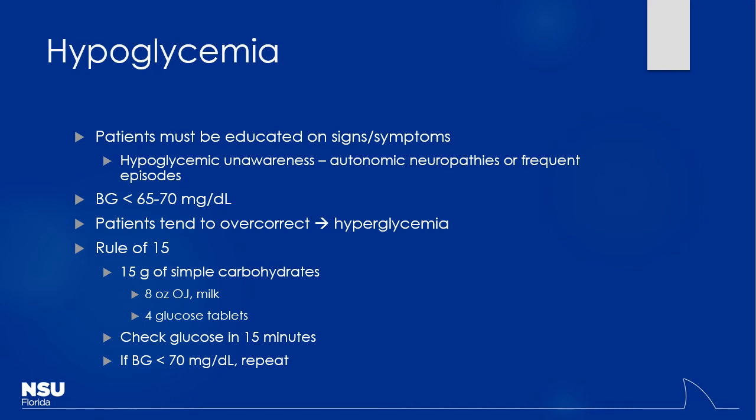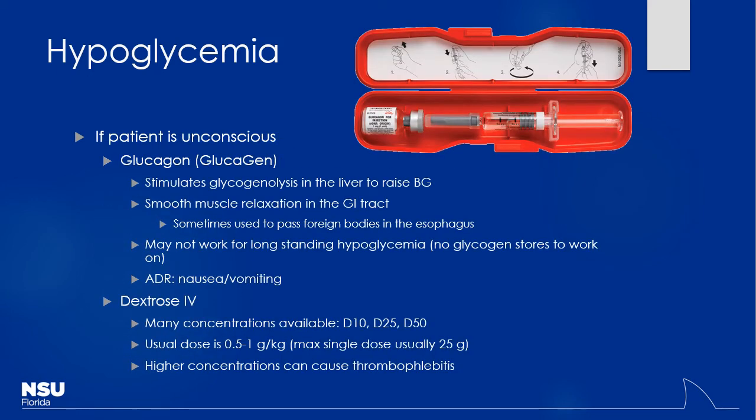Or D50, what's D50? 50% dextrose, right? What else could I do? Glucagon, right? It's going to be the other option. So if the patient is not able to take oral carbohydrates, we have to switch over and use parenteral formulations, right? So that's where we're going to get into things like our glucagon.